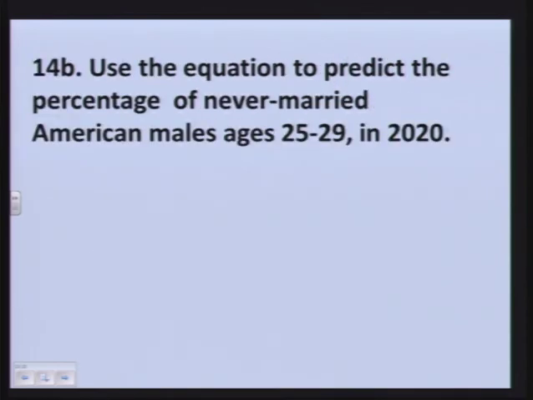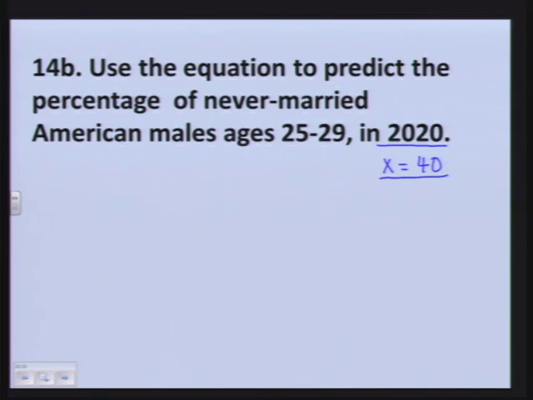The next part says use the equation to predict the percentage of never married American males ages 25 to 29 in 2020. All right, the year 2020 is how many years after 1980? 40, isn't it? So using our equation, we're going to replace x with 40 for the year 2020.